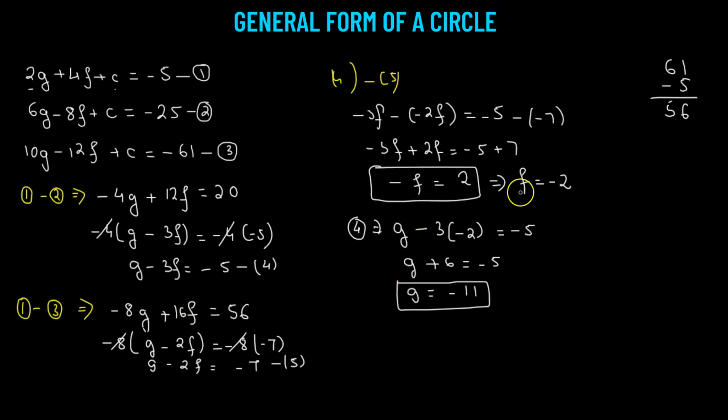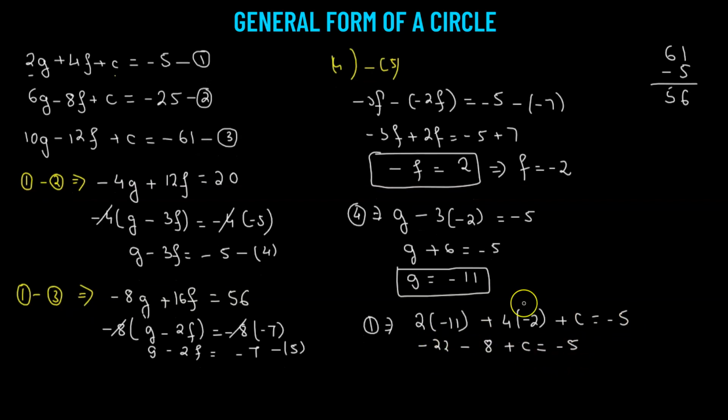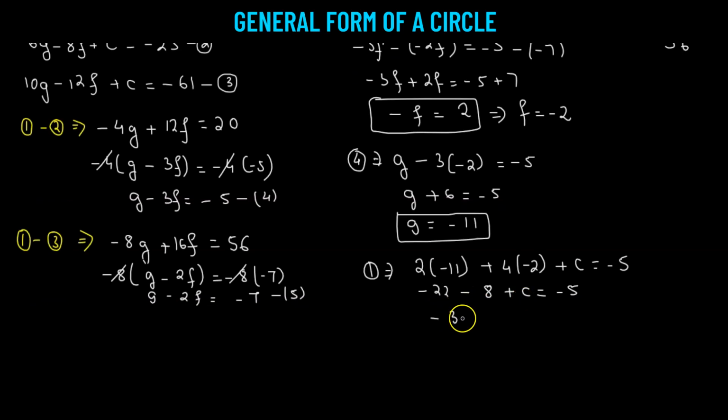Now we have the value of f and the value of g. We can also find the value of c. For this, let's use equation number 1. We have 2 times g, so that's 2 times negative 11, plus 4 times f, f is negative 2, plus c, equals negative 5. We have negative 22 minus 8 plus c equals negative 5. That gives us negative 30 plus c equals negative 5, so c will simply be 30 minus 5, which is 25. So we've obtained the value for c as well.